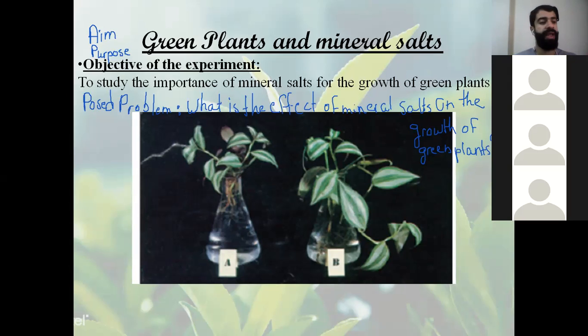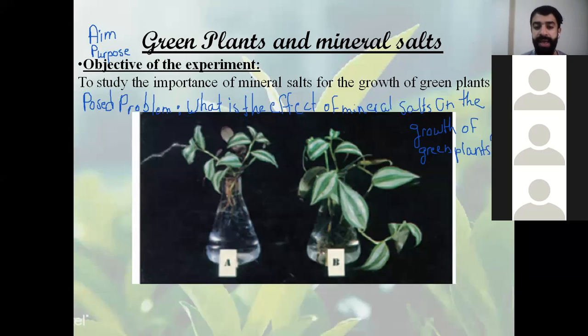Sometimes I don't give you the posed problem. I'll give you some plant that contains water, and the other plant doesn't contain water. I would say, give the posed problem. So what is the posed problem? What is the importance of water? One plant with water and the other without water, while the aim of the experiment was to study the importance of water. So you can identify the posed problem and the aim based on the variable factor. If I know the variable, the difference between the two experiments, I mention the posed problem and the aim. They are very similar, but the posed problem should be in the form of question.